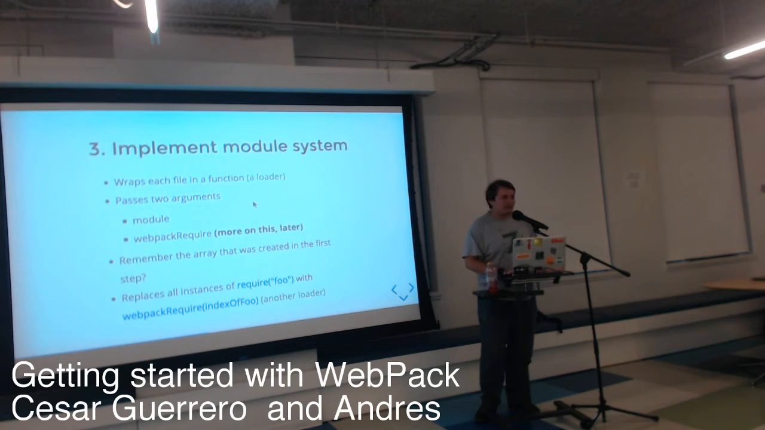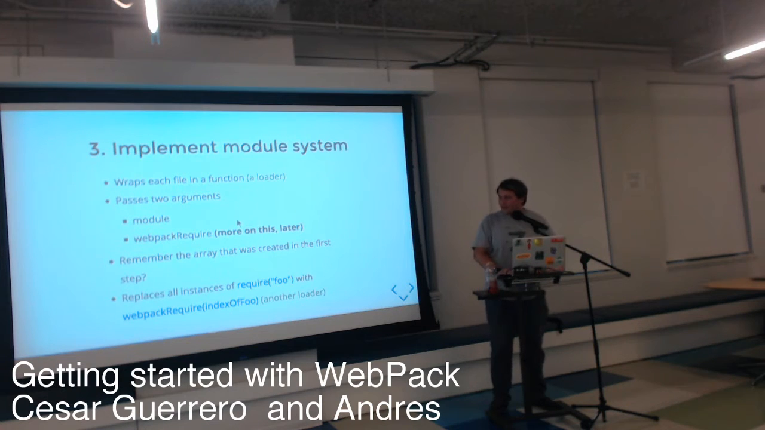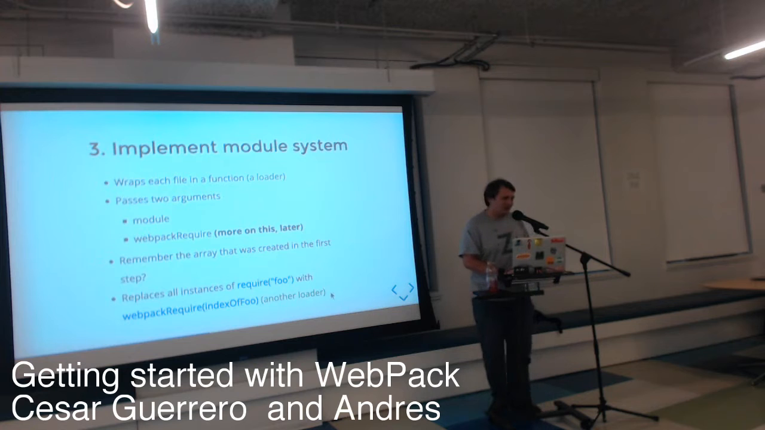And that function will pass two arguments, a module and Webpack require. More on this later, this Webpack require function. And remember that array that we have created in the first step. We are going to use the index of the files or the dependencies that we need over here. It will replace all the instances of require. So for example, we are requiring here this foo dependency, and it will replace that with Webpack require and the index of foo that you have in the first array we created. So that is done also with another loader.